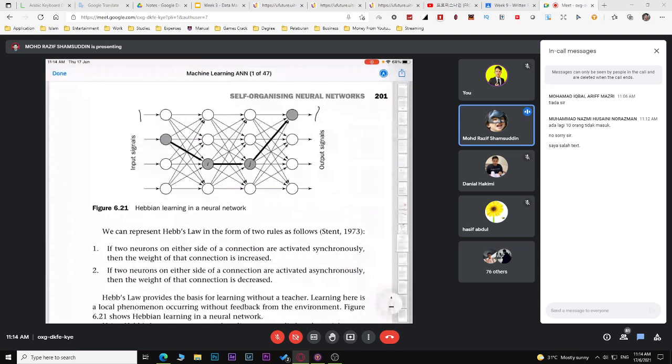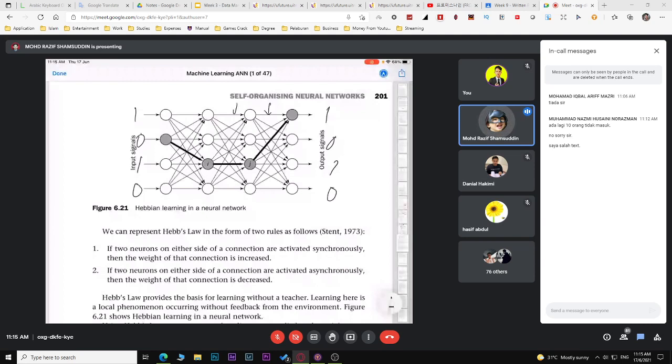asynchronously. 1, 1, 1, semua 1. Maknanya asynchronous. Okay, lagi satu contoh. Kalau 1, 1, 0, 1, 0. Lepas tu 1, 0, 1, 0. Alright, maknanya asynchronous lah. So neuron-neuron dekat sini akan bertambah untuk menghasilkan output yang synchronous.